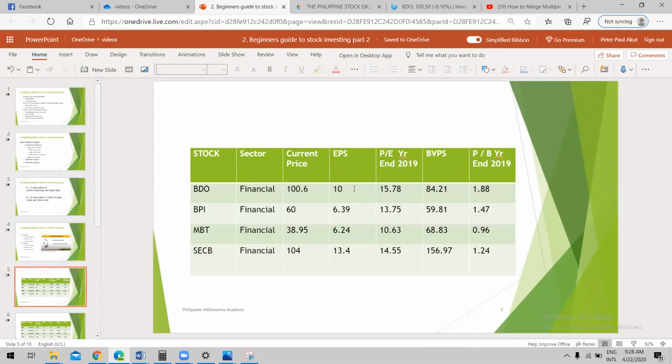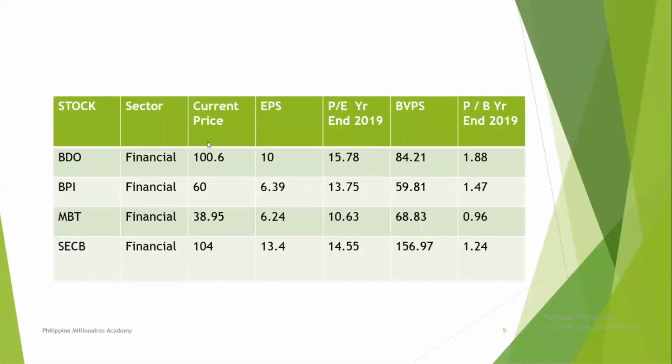100 divided by 10 should be 10, right? Okay, but you have to remember that this is the current price. Okay guys, so this is the current price based on the last closing price yesterday, April 21, 2020. And this is a PE ratio at the end of 2019. So to compute this, we have to get the year-end price of this stock. So when we get the year-end price of this stock, we will get this value.